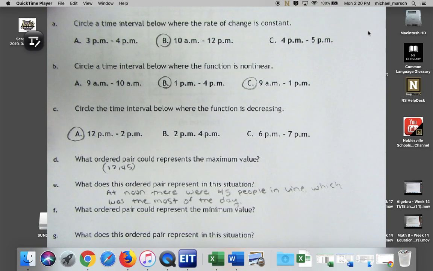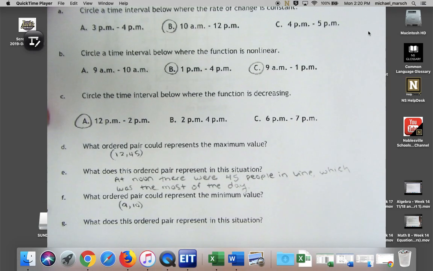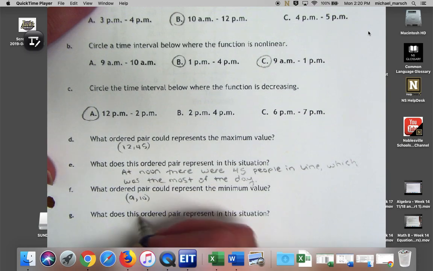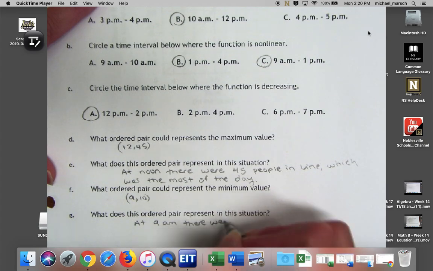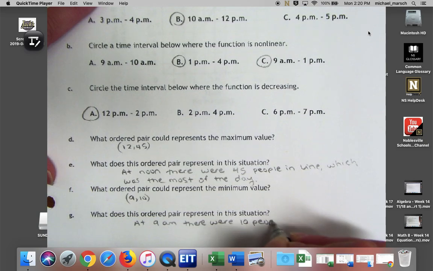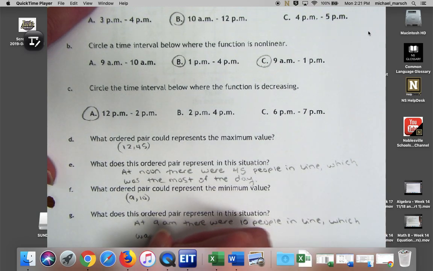What about my minimum? 9, 10. And what does that represent? The lowest amount. At 9 a.m. there were 10 people in line, which was the least.